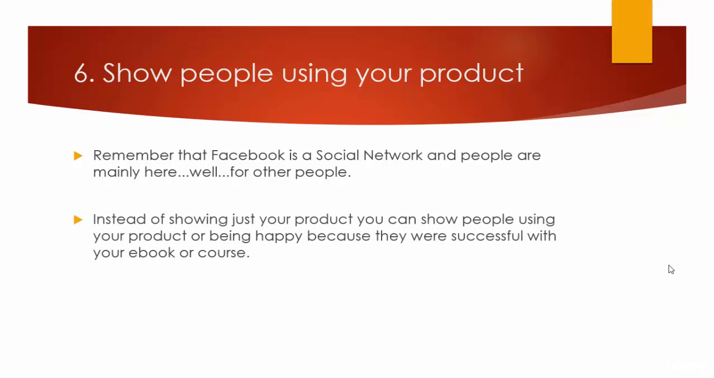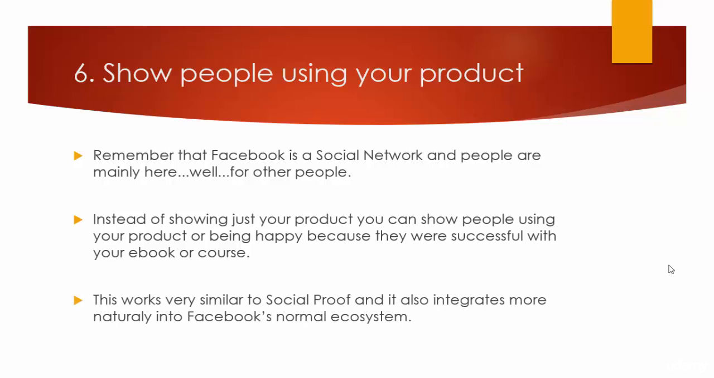So instead of showing just your product, you can show people using your product or being happy because they were successful with your ebook or your course. This works very similar to social proof, and it also integrates more naturally into Facebook's normal ecosystem, where everybody puts out photos, images with what they are doing, where they are, what they are eating, what products they are using, what type of activities they are enjoying, and so on. So this will also integrate more naturally into Facebook.